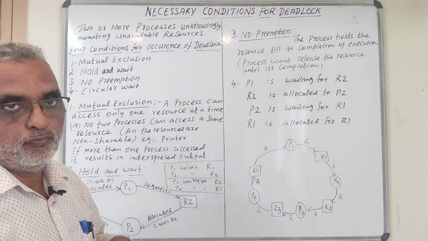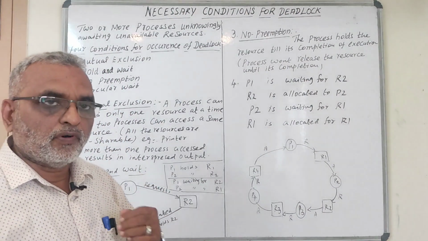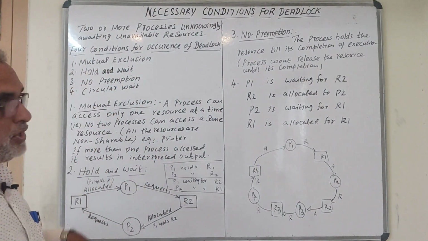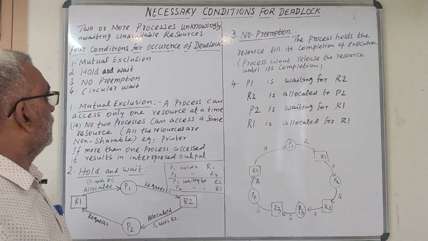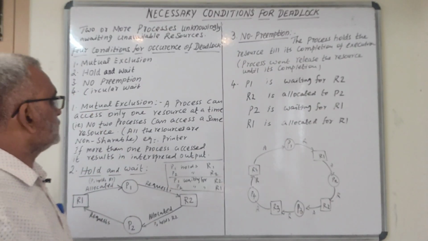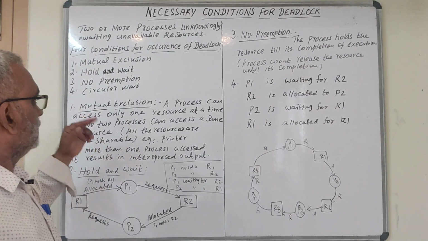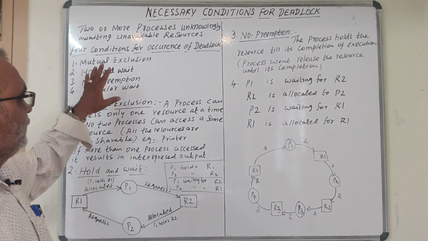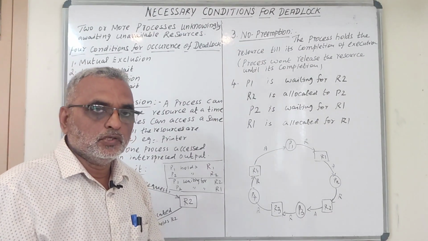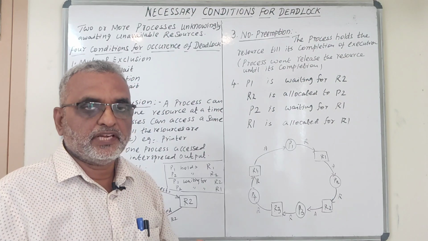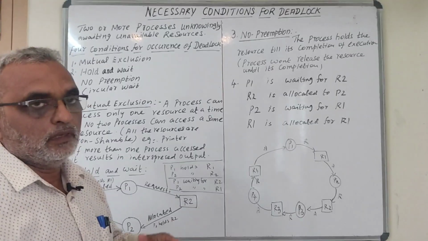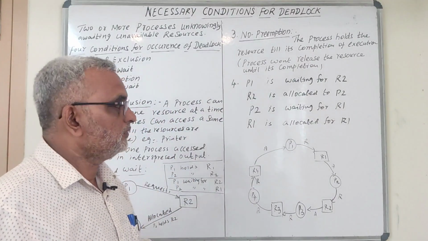We have four conditions for deadlock. Let us see them one by one. Number 1, mutual exclusion. Number 2, hold and wait. Number 3 is no preemption. The last one is circular wait. If all these conditions occur simultaneously, there is a chance of getting the deadlock. It may result in deadlock. Let us see these conditions one by one.